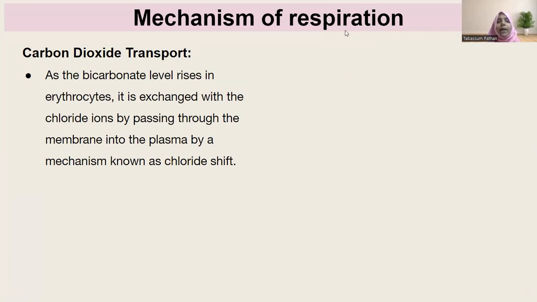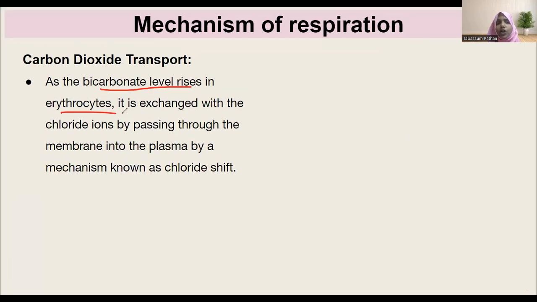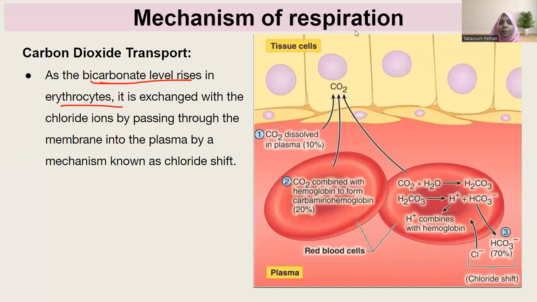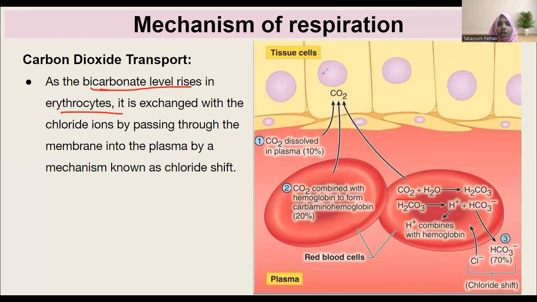So what is happening? Bicarbonate ion level will start to rise in the RBC, so more and more bicarbonate ions will be formed. What happens? The RBC gives out bicarbonate and takes in chloride ions, as you can see in the figure. So this is the combination, the reaction that we saw just now: carbon dioxide and water forming H2CO3, and then H2CO3, the carbonic acid, dissociating.